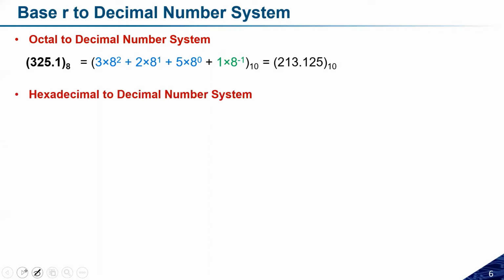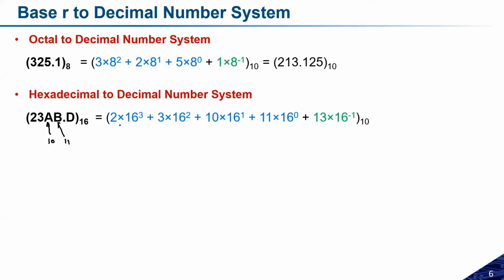Similarly, if I have to convert the hexadecimal number system to decimal number system, then let us assume I have a number which is 23ab.d, and we know that this 2 is fine, 3 is fine, but a is equivalent to 10. We know that. And this b is equivalent to 11. Okay, so how can we do that?